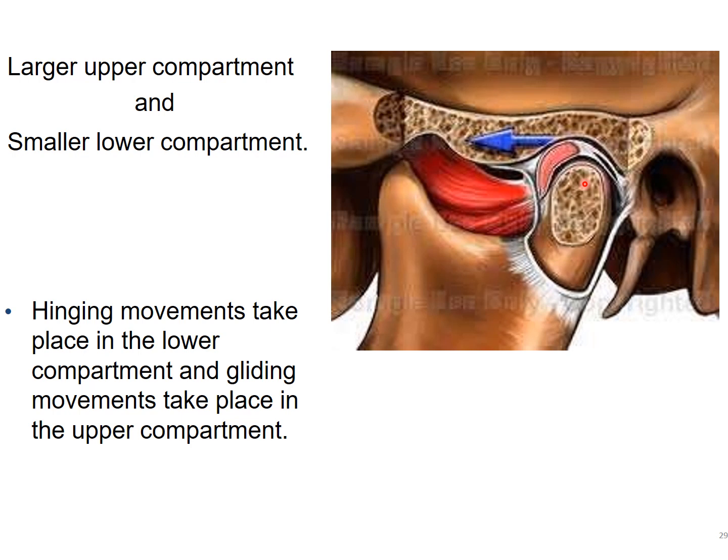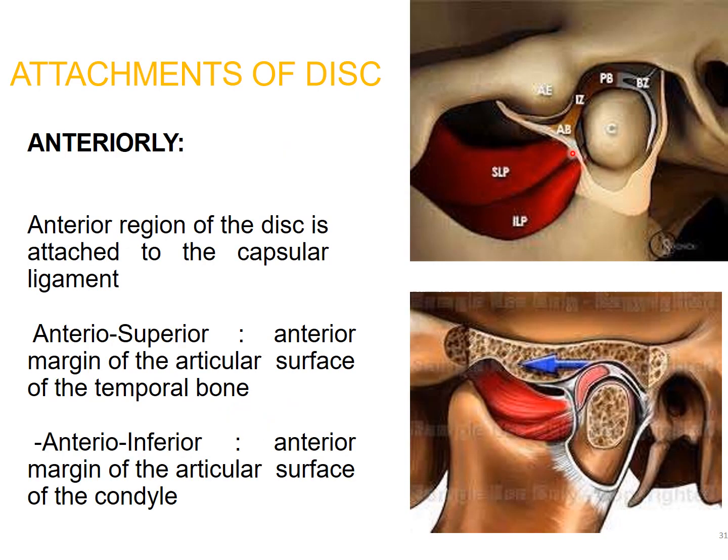Okay, and this takes place in the lower compartment, whereas the translatory movement takes place in the upper compartment. Okay, so coming to the attachments to the articular disc, as I mentioned, this is the articular disc, and anteriorly the articular disc is attached to the capsular ligament. This is the capsular ligament which completely encases the TMJ joint, the articular disc, and the synovial fluid. Anteriorly it is attached to the capsular ligament, the anterior margin of the articular surface of the temporal bone, or the articular eminence.